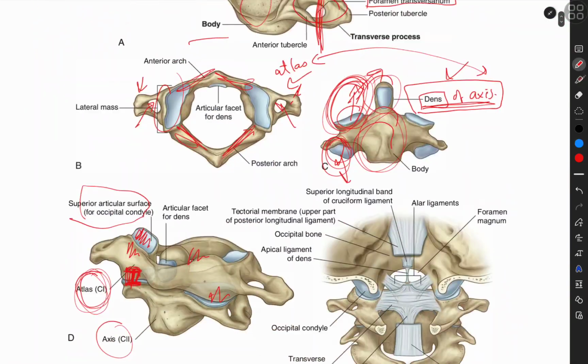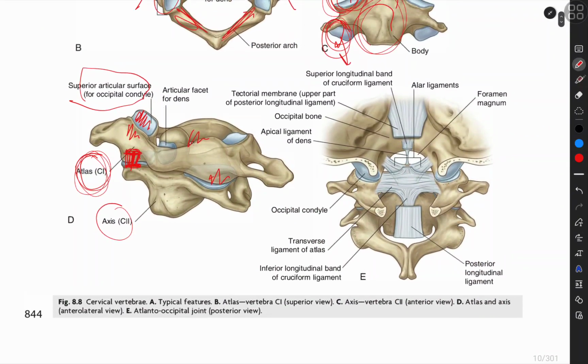Articular facet for dens. Tectorial membrane, upper part of the posterior longitudinal ligament. This posterior longitudinal ligament continues like this, but they cut it to show the structures. Posterior longitudinal ligament. Occipital bone is here, and the occipital condyle here. So this is a posterior view, as if you're looking at someone from the back.